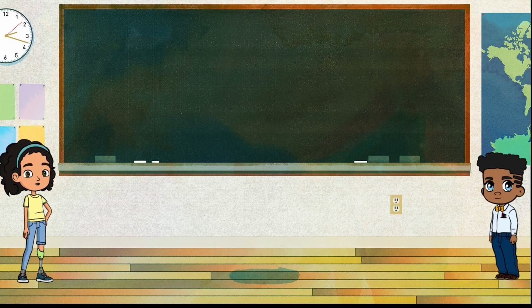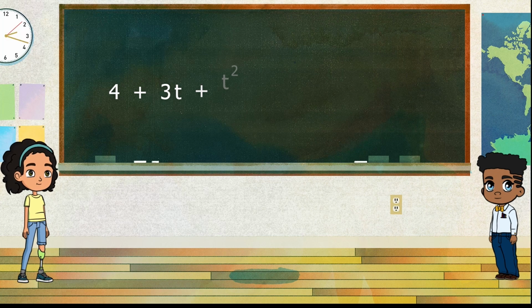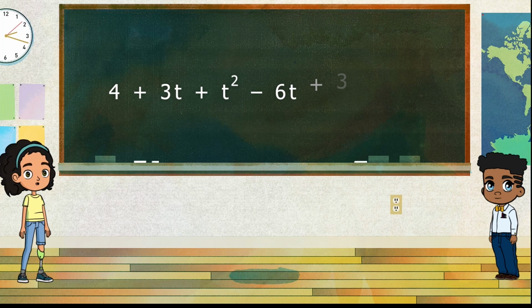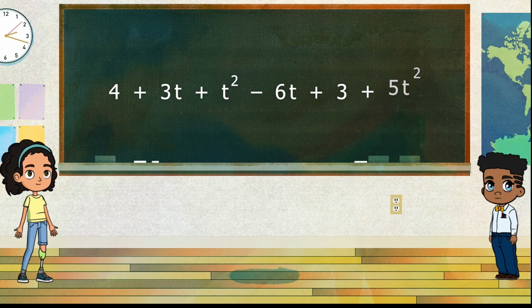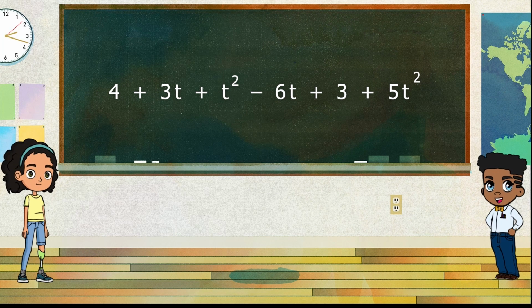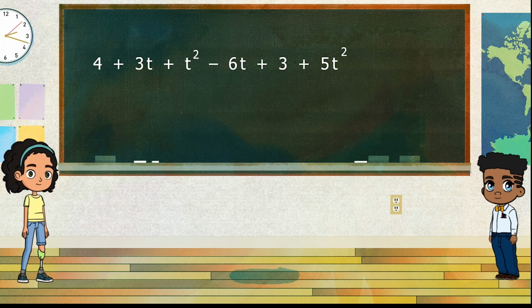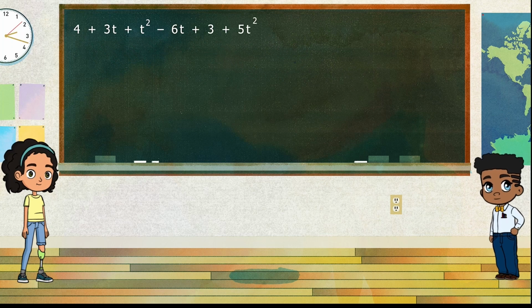Let's try another one, Kelly-isha. Okay, let's consider you're given this expression: 4 plus 3t plus t squared minus 6t plus 3 plus 5t squared. Simplify this expression, Luckle. No problem. I got this. Guys, let's work this together.